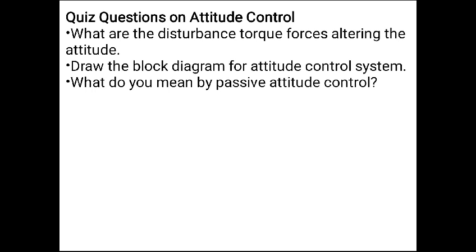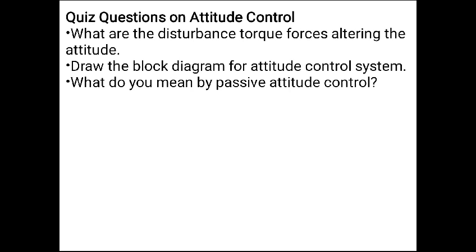So here we can see the basic questions related to attitude control. What are the disturbing torque forces altering the attitude? Draw the block diagram of the attitude control system. What do you mean by passive attitude control?